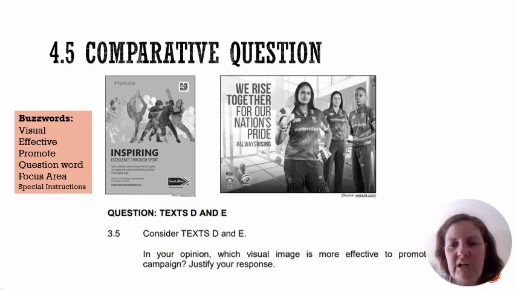All right, let's move to our last question for the day. 4.5, our comparative question. And you'll see that this question is based on both text D and E, the two adverts that we analyzed during the course of the lesson. The question says, consider text D and E. In your opinion, which visual image is more effective to promote the campaign? Justify your response. And this is a 3 marker, okay?